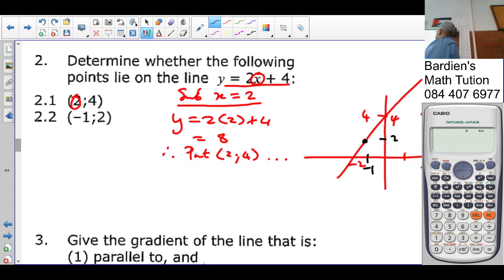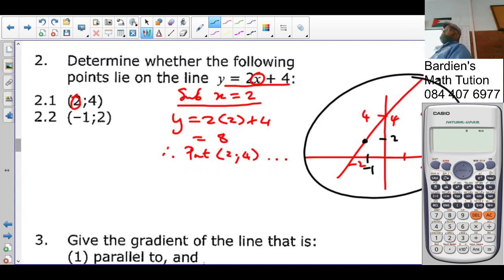Again, this graph is not drawn to scale, so I could be out. I could be wrong. But I think I'm fairly in there. If I look at 2.2, let's check by calculation. We'll substitute x equal to -1. Then what must the y value be if it's lying on the graph? 2. If it's anything other than 2, then it does not lie on the graph. Where do I get the 2 from? The 2 is the y value.